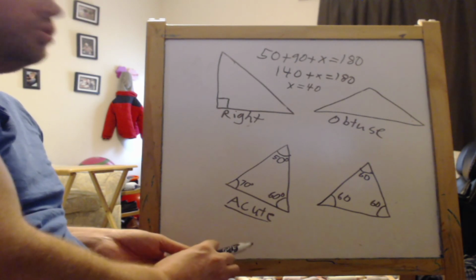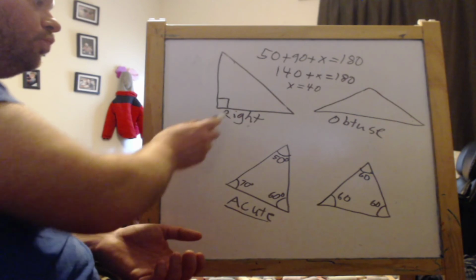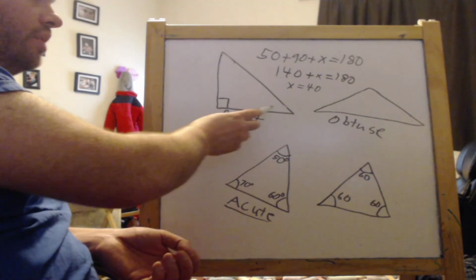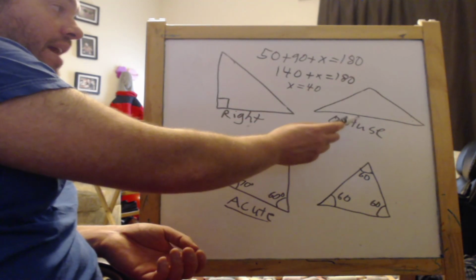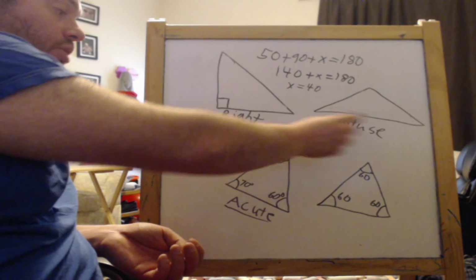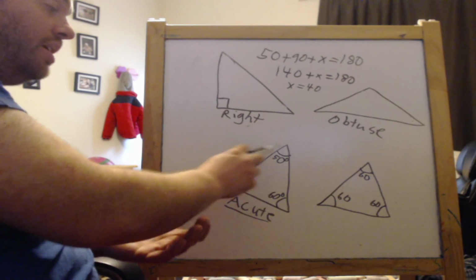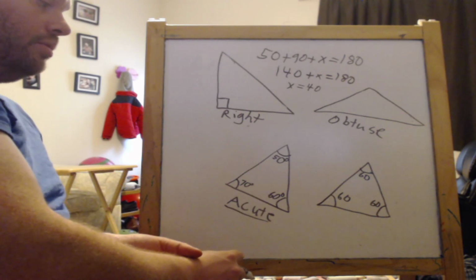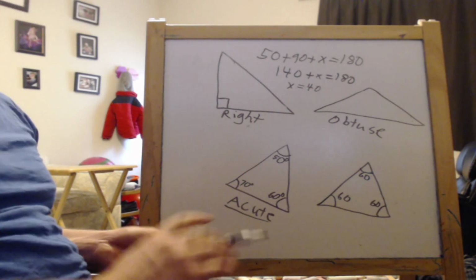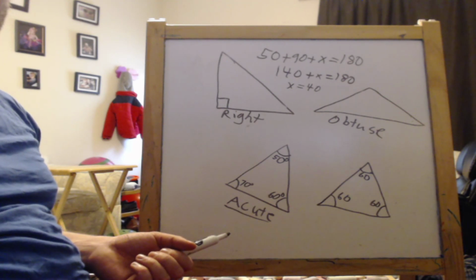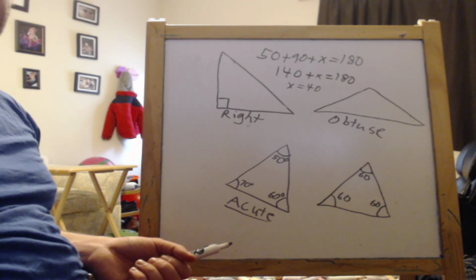Okay, so a right triangle has one right angle, two acute angles. An obtuse has one obtuse angle and two acute angles. And then an acute triangle has three acute angles. So that's just kind of a brief overview of triangles.